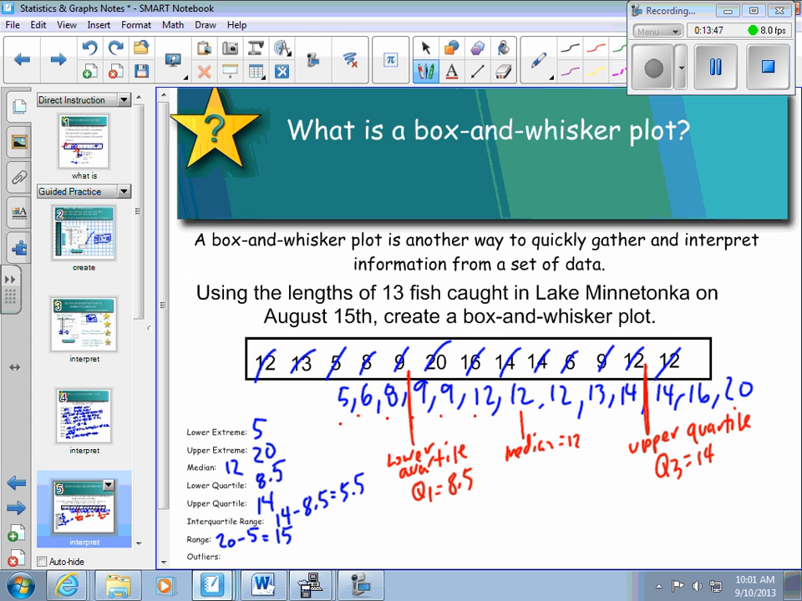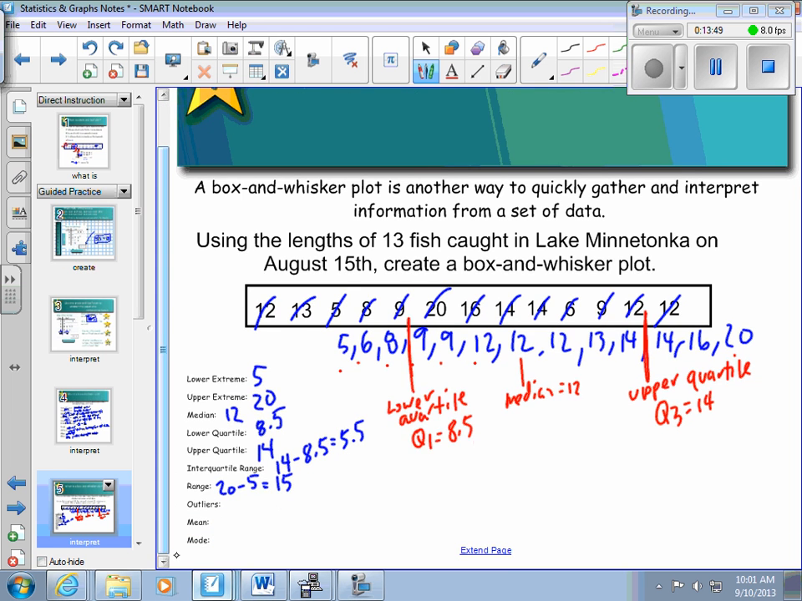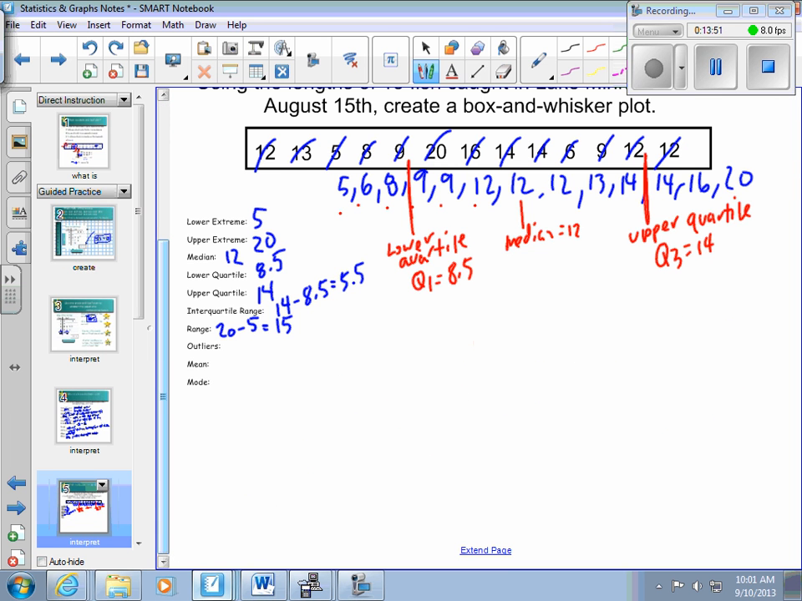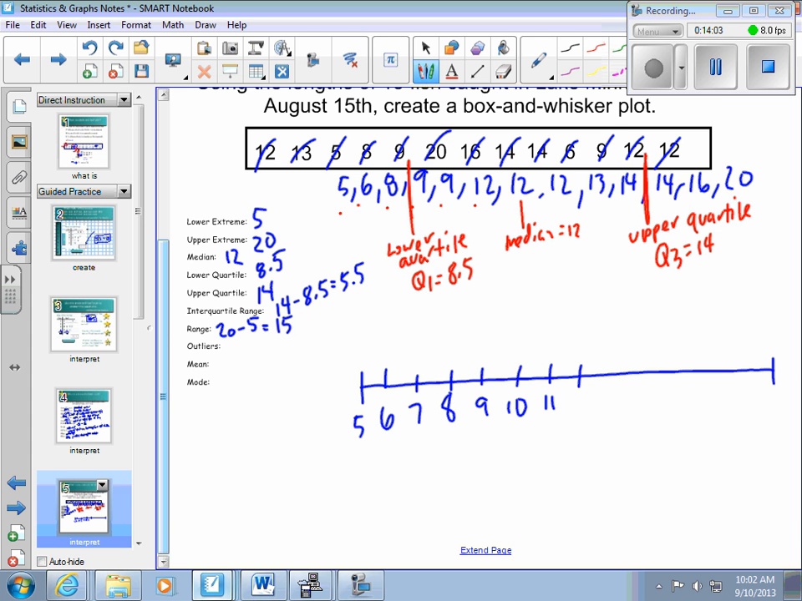Let's graph this one out now before we answer anything else. So to graph a box and whisker, you make a number line. We want to make sure that we can fit all our data on here. Okay, so we got our number line. And now you draw your box and your whisker.